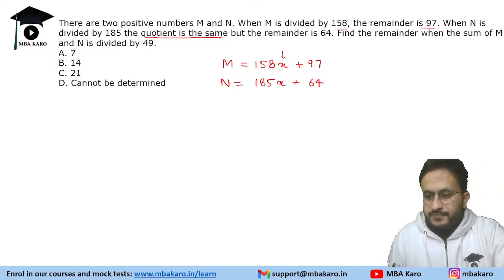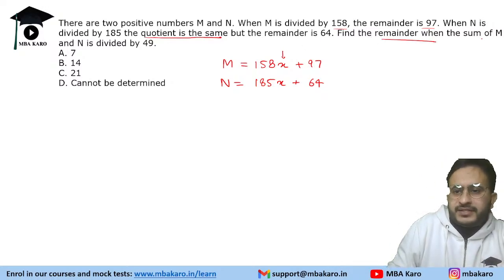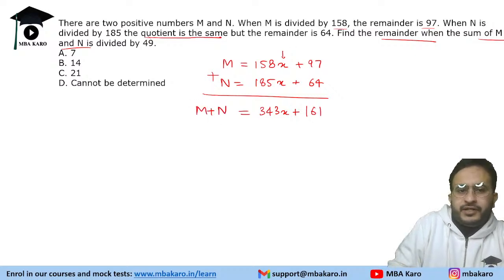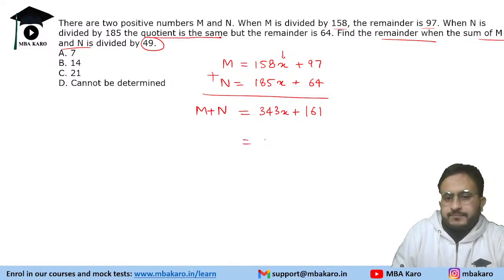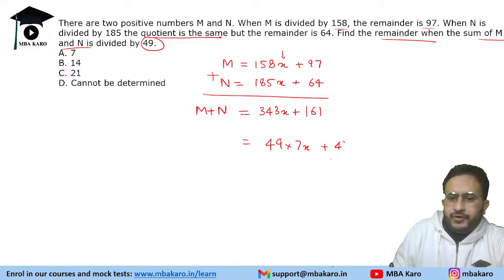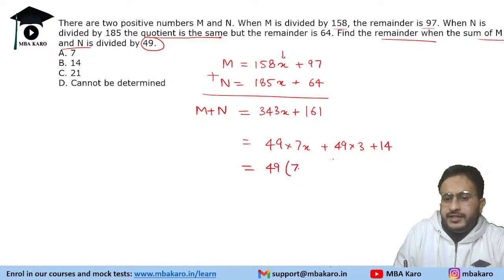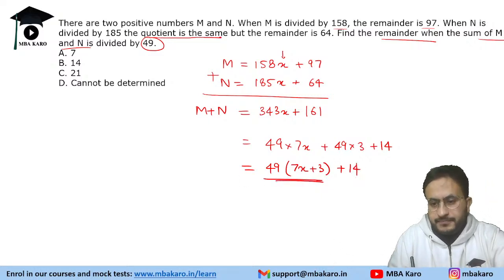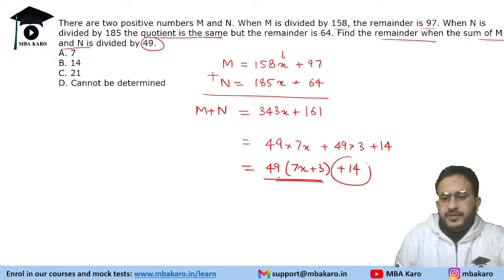Okay, so we have two numbers, right? We are asked the remainder when the sum of m and n is divided by 49. What is m plus n? m plus n is 343x plus 161, right? So we need to divide it by 49. Okay, so we can say that 343x can be written as 49 into 7x. 161 can be written as 49 into 3 plus 14. If we take out 49 common, it is 49 times (7x plus 3), plus 14. This portion is divisible by 49, so the remainder is 14.